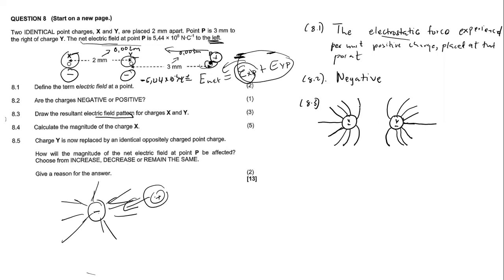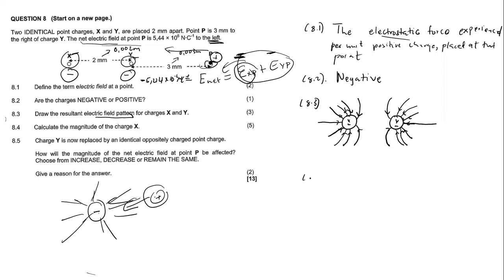Remember, for negative the arrow is towards the center. So when I draw your arrows, all the times for negative, they are towards the center. Here it's going to be towards the center, towards the center, towards the center. Therefore, this will be your final answer for the electric field pattern for charge X and Y.